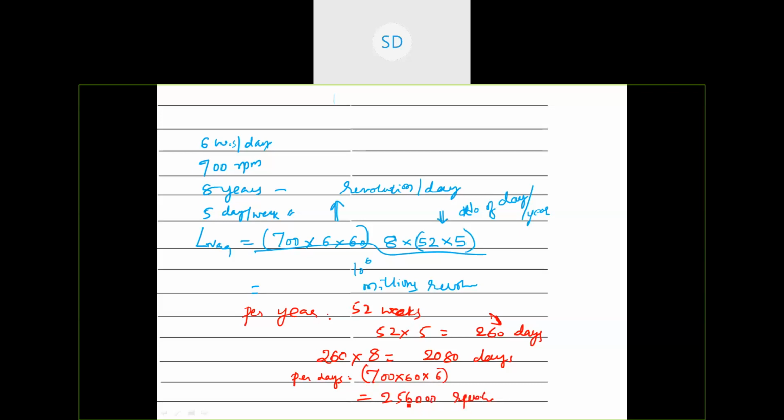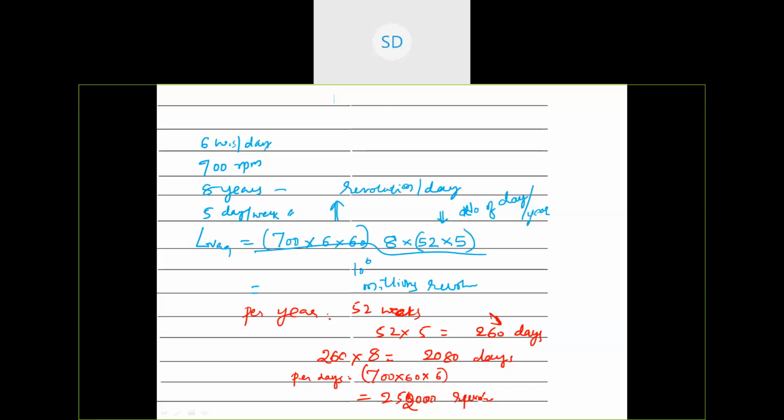So it is going to work 2 lakh, is it right? 1, 2, 3, 36. Okay. It is going to work 2 lakh 52 thousand revolutions per day.